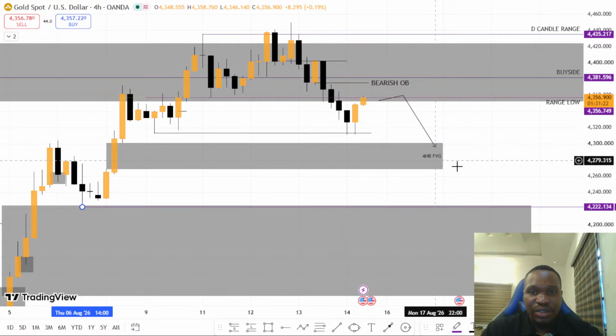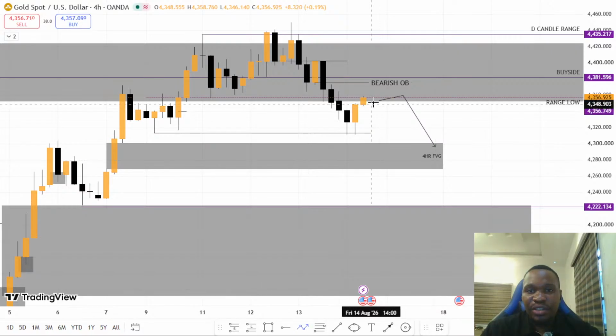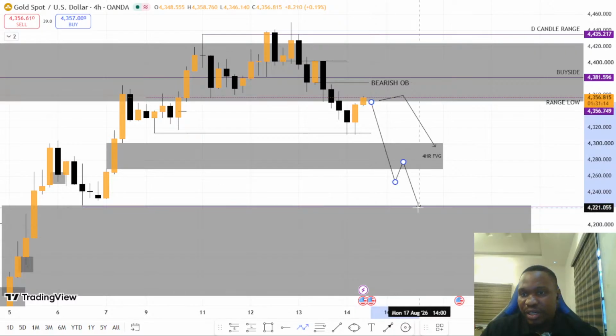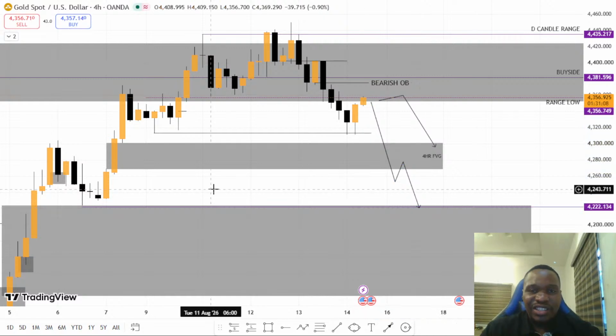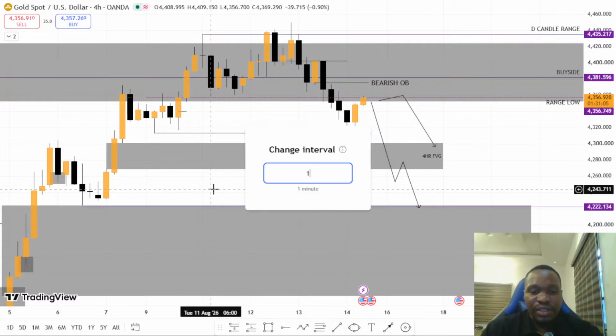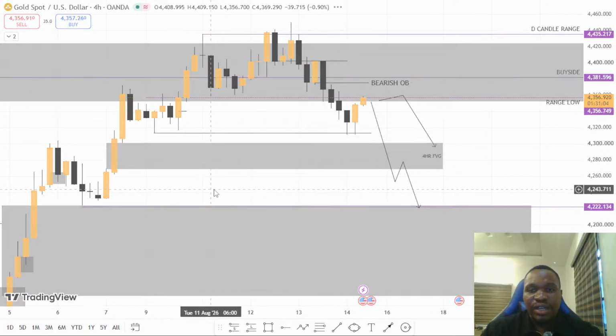So if price breaks through this 4 hours bullish fair value gap, we should be able to pull back, then come back to this swing low here. So this should be our last target for an intraday or short-term pullback. So let's go to the 1 hour time frame to see what we have here.